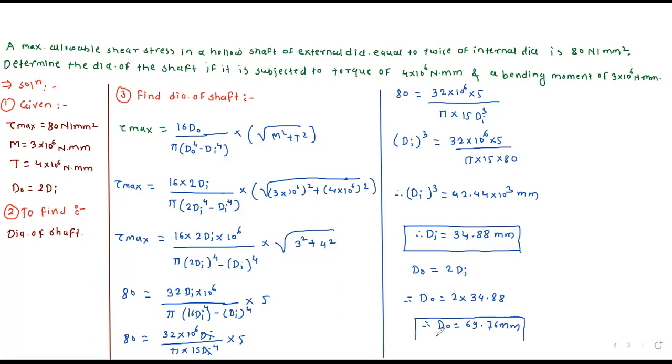So if a hollow circular shaft is given, then you have to use the equation of hollow circular shaft. So this is the answer. Please write down fast.